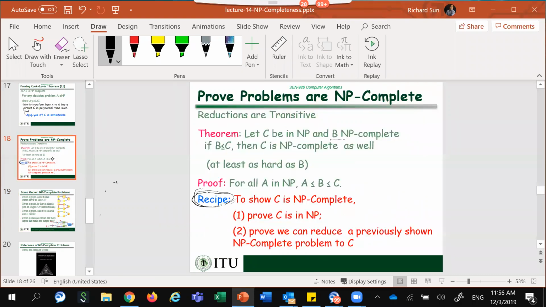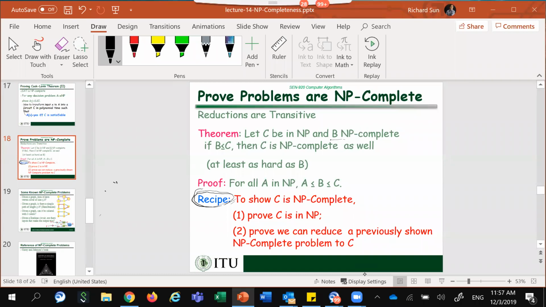Yes. Is the other way around also possible? No, the other way around. No, this is exactly... Okay, so you ask a very good question. You need to be very clear. You have to reduce a known NP-complete problem to C.